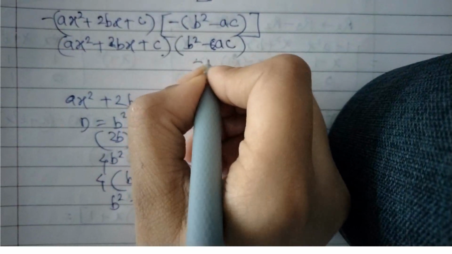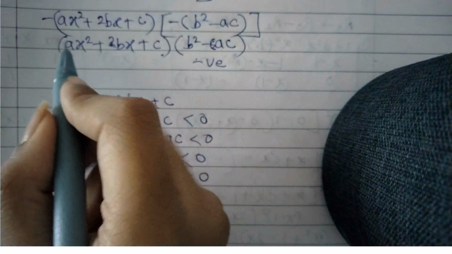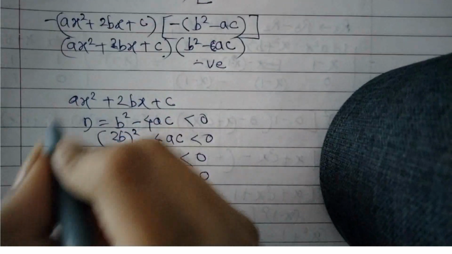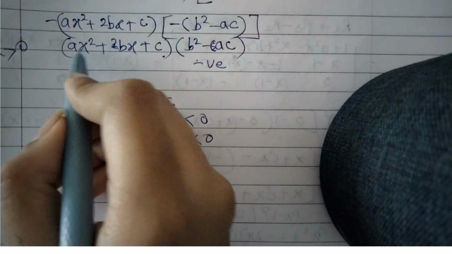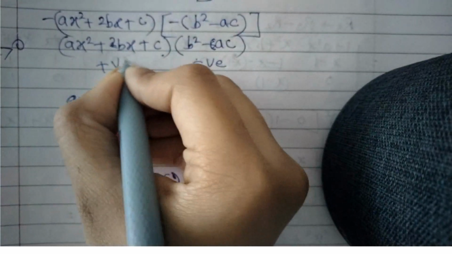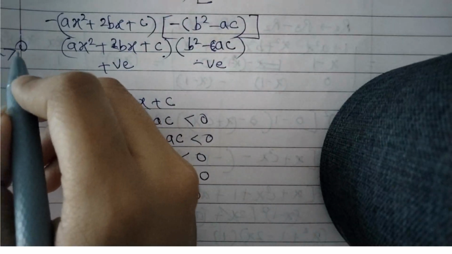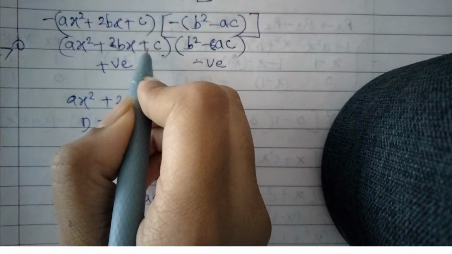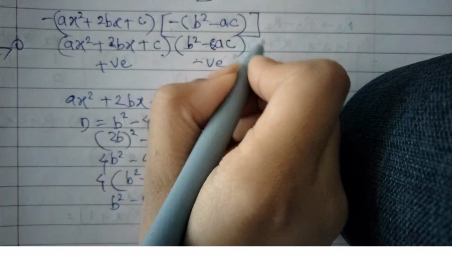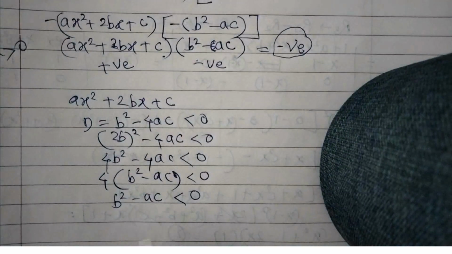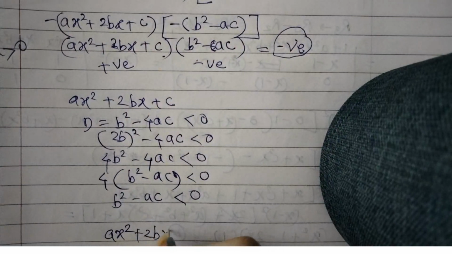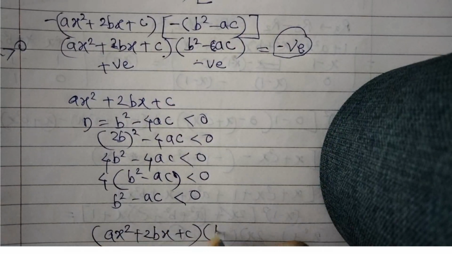So this is a negative term, whereas it is given in the question that a is greater than 0. The information is given that a is greater than 0, which means that this quadratic is positive, because when a is greater than 0 it will make an upward parabola, so the quadratic will be positive. Hence this whole term is negative. Hence our answer is ax square plus 2bx plus c into b square minus ac is equal to a negative term.